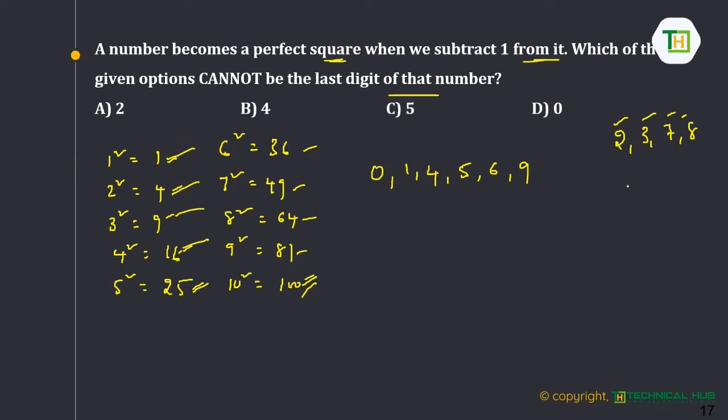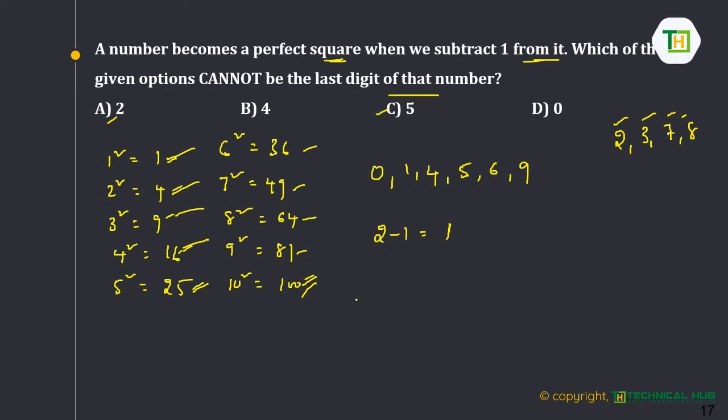See here. So I will go for option verification. A number becomes a perfect square when we subtract 1 from it. So I will go for option A. Option A is 2. So 2 minus 1 is equal to how much? 1. So ending with 1, there is a chance that the number becomes a perfect square. So option A is the wrong answer.